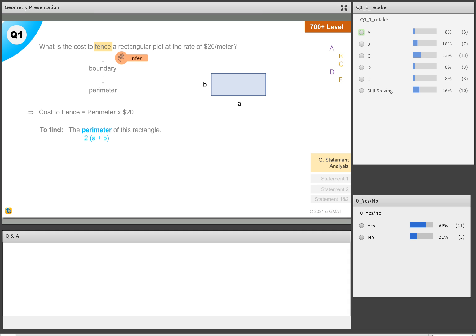So you then figure out that what you need to find out is the perimeter of this rectangle, right? Now, to calculate the perimeter, you either need both the values a and b, or you need the value of the sum of a and b. How many of you came up with this inference that you need the value of sum of a and b? Very, very important. Okay, so good. How many of you did not come up with that inference?